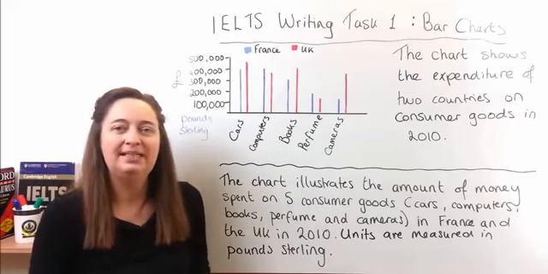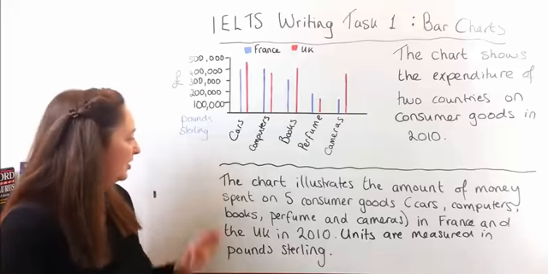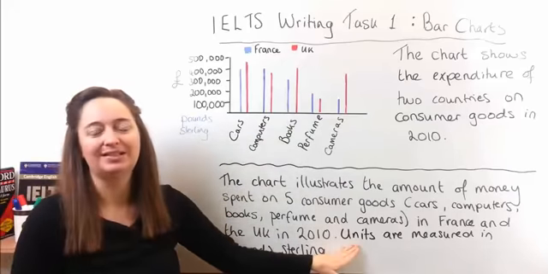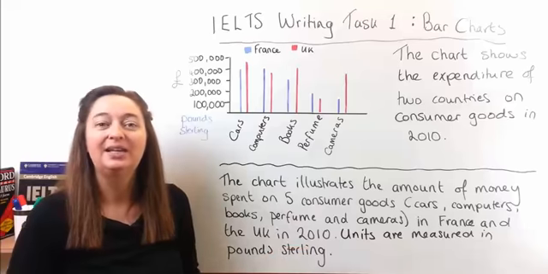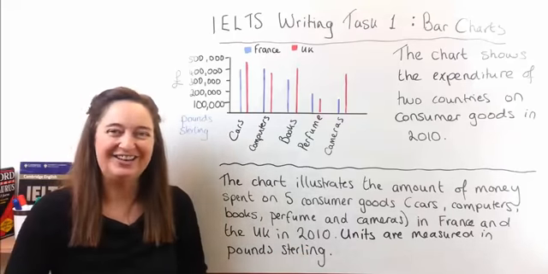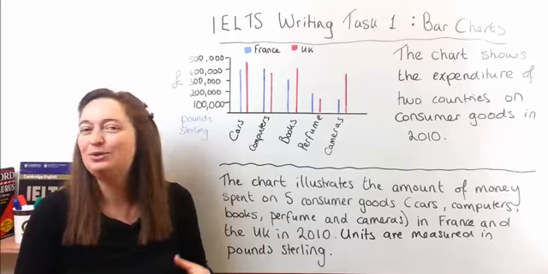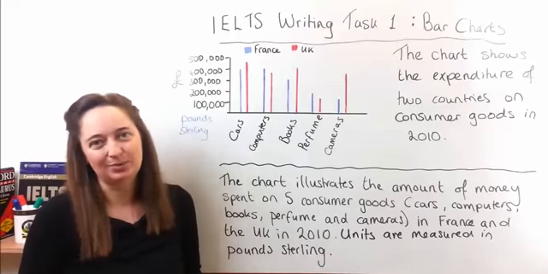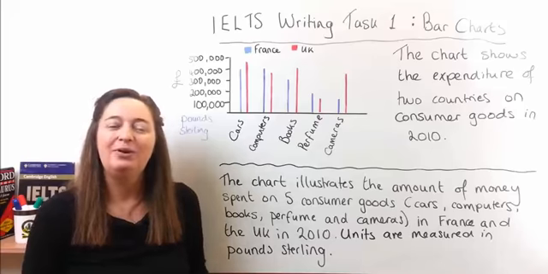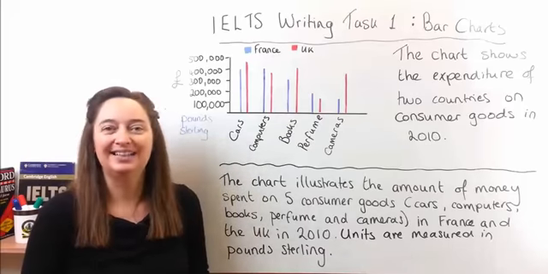So that means the introduction is sometimes one sentence, sometimes two sentences, not longer. It's the easiest paragraph to write in IELTS Writing Task 1. You should not make any mistakes with this, so please make sure you practice that. Now let's move on and we'll have a look at the overview.